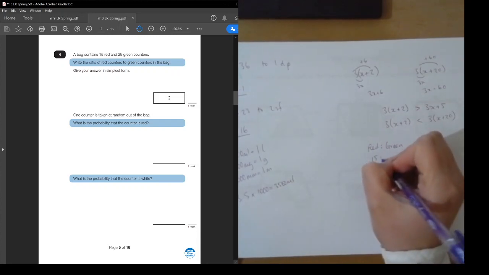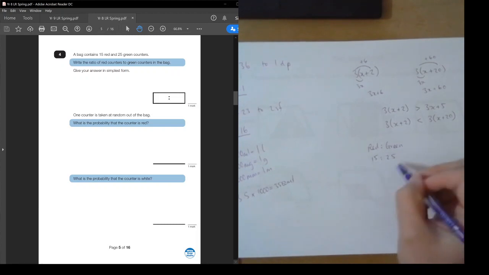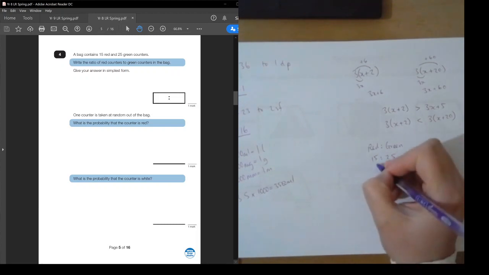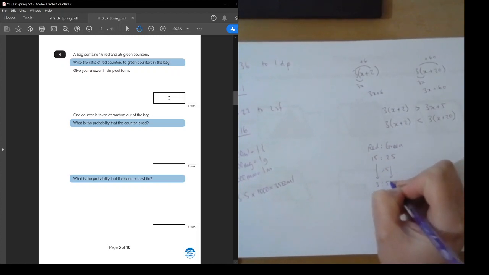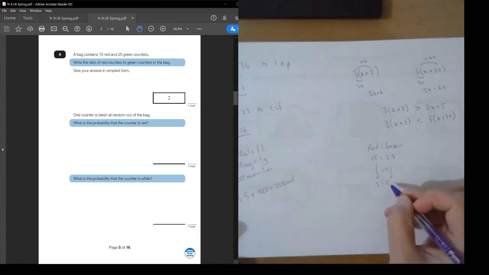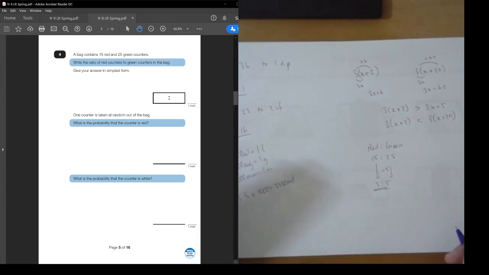Okay, so that is 15 to 25. They do ask you for simplest form. So now you need to say, do they have a common factor? Can I divide them? Yes, they do. Their common factor is 5. So then it becomes 3 to 5. Then you look at 3 to 5 and you go, do they have a common factor? My only common factor for 3 to 5 is 1. So that is my simplest form. I should not expect decimals at any point during this whole process.